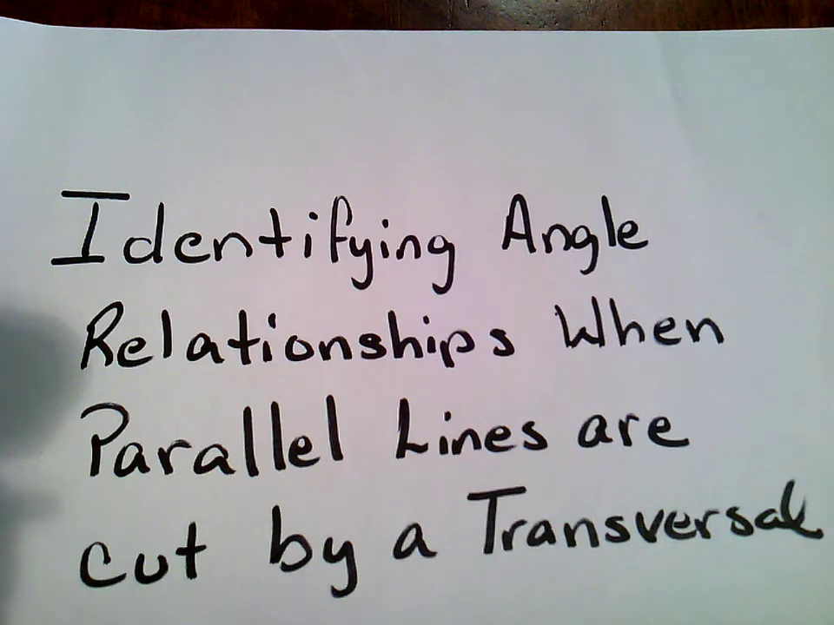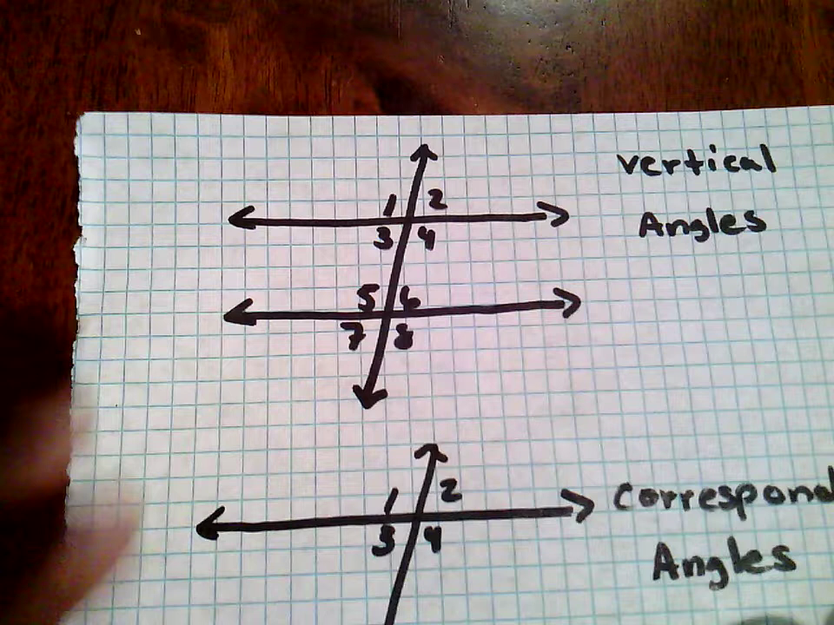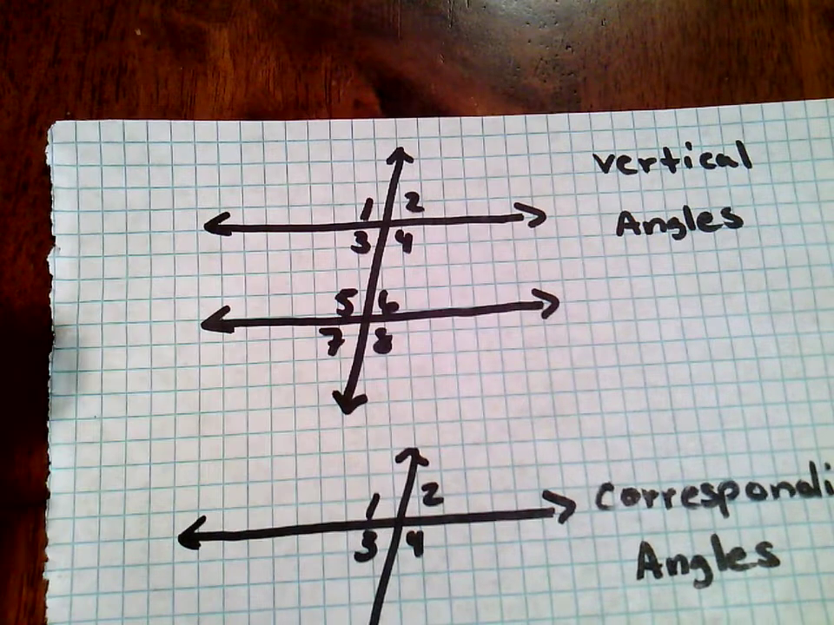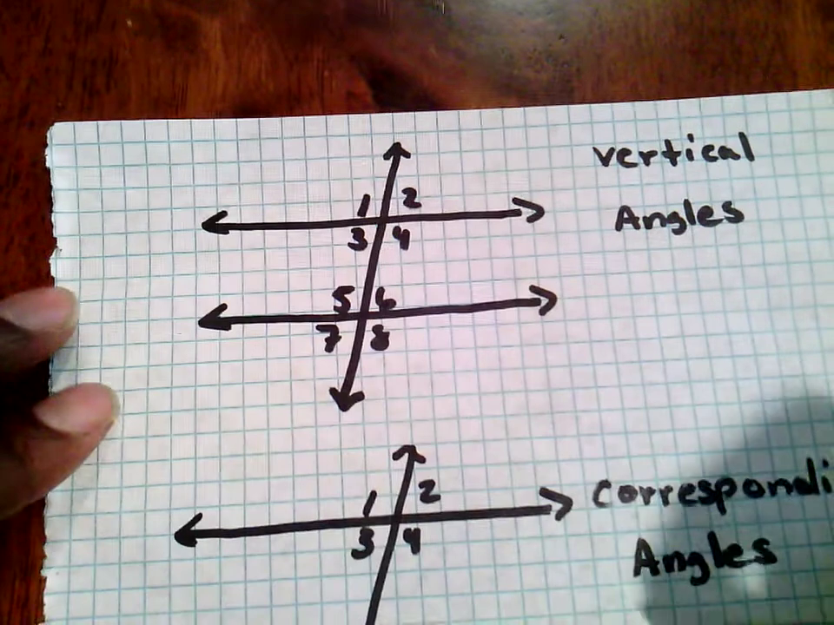Today we're going to be identifying angle relationships when parallel lines are cut by a transversal. One of the first relationships we're going to look at are vertical angles.